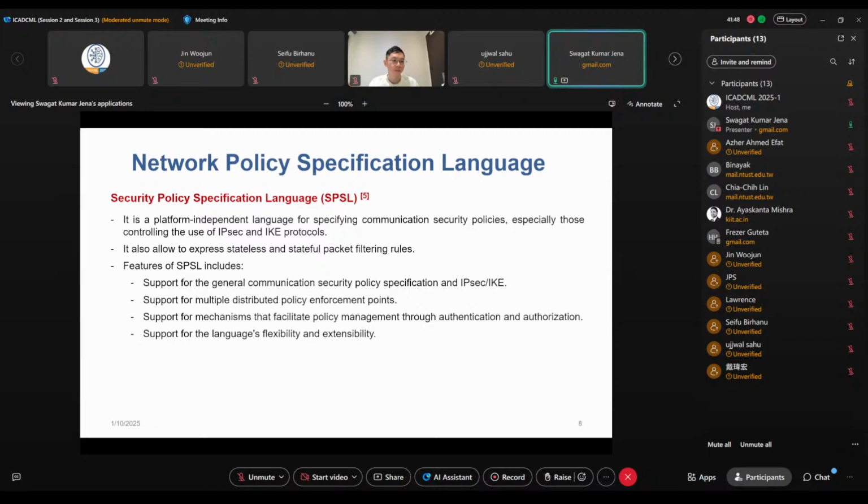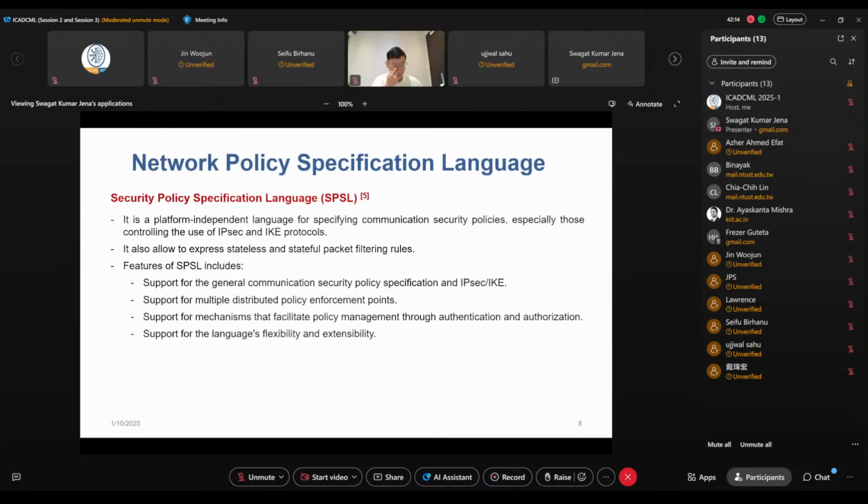It has features like support for a general communication security policy for IPsec, and it also allows multiple distributed policy enforcement. It also allows mechanisms that facilitate policy management through authentication and authorization, and it supports some kind of flexibility and extensibility in the language constructs.